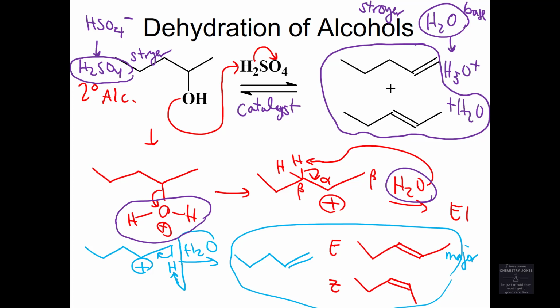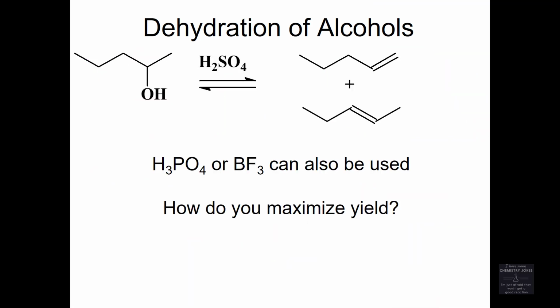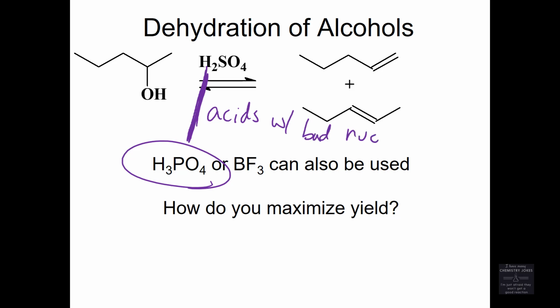Okay. So this says H3PO4 or BF3 can also be used. The thing that these two have in common is they're both acids that have a bad nucleophile conjugate base. Yeah, HSO4-, terrible conjugate base, like a super weak nucleophile. H2PO4-, super weak nucleophile. Big bulky acids like that have conjugate bases that are bad nucleophiles. That's what I really mean.